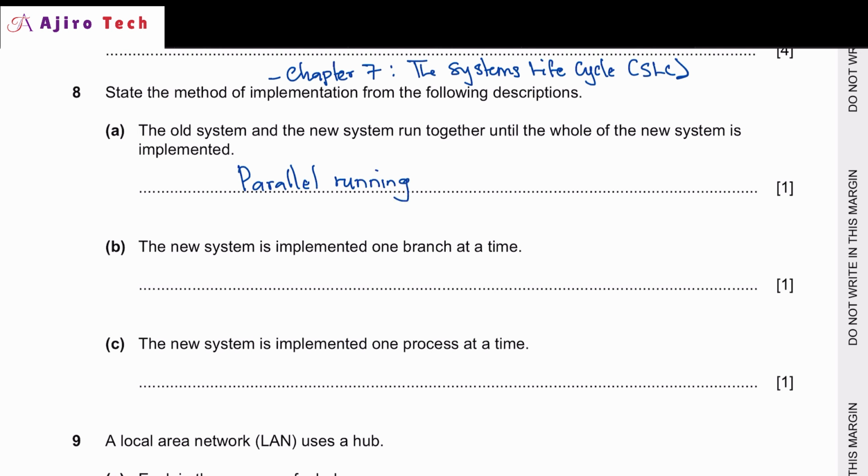And if you did that, congratulations. The new system is implemented one branch at a time. Which one is it? Tell me in the comment section.